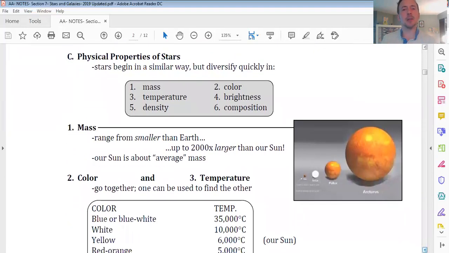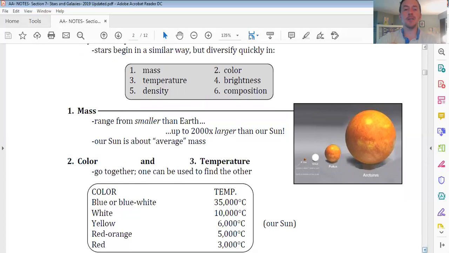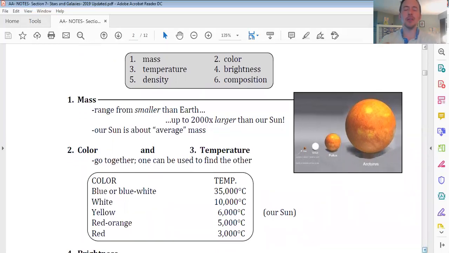So let's talk just a little bit about the properties of stars. The diversity of stars that we have in the sky is more beautiful even than the diversity of humans we have here on the Earth. They all begin in a similar way inside stellar nurseries, but they're going to diversify very quickly in all of these different properties that you see. So first, let's talk about mass. The range of mass of stars is absolutely incredible. There are stars out there that are up to 2,000 times bigger than our own sun.